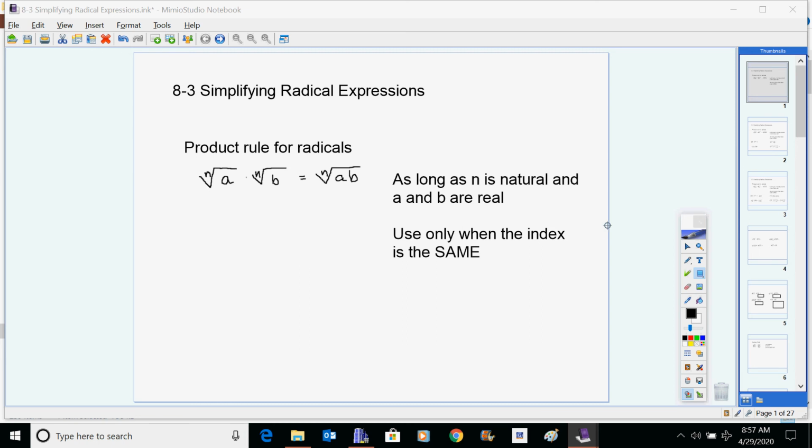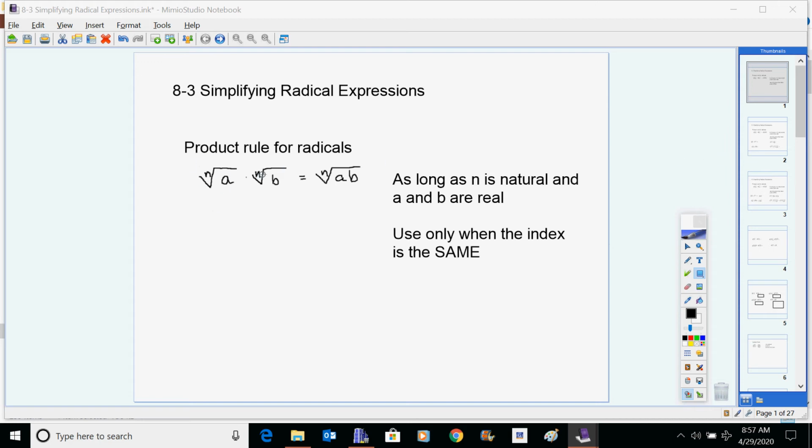Good morning, everybody. Let's get started on taking a look at simplifying radical expressions. So we need to just go back over things that you knew from past years, but then also move it along and show you a few little tricks.